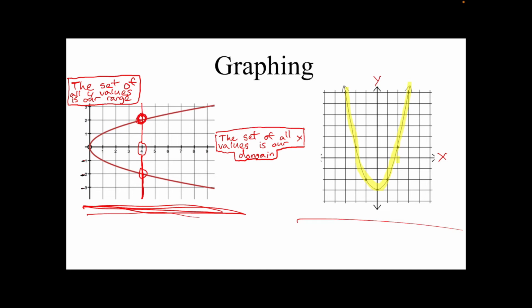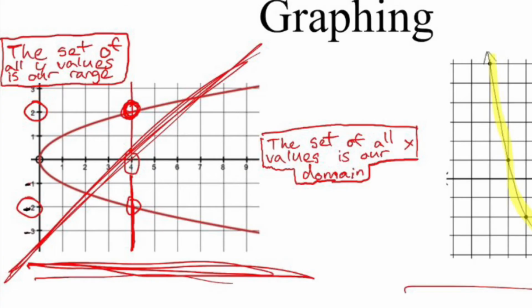But we have 2 y values here. We have a y value of 2 and a y value of negative 2. This is not a function. Still don't believe me? Well, we only have one x value for 2 y values, and that one x value is 4. And the 2 y values are 2 and negative 2. So this is not a function.